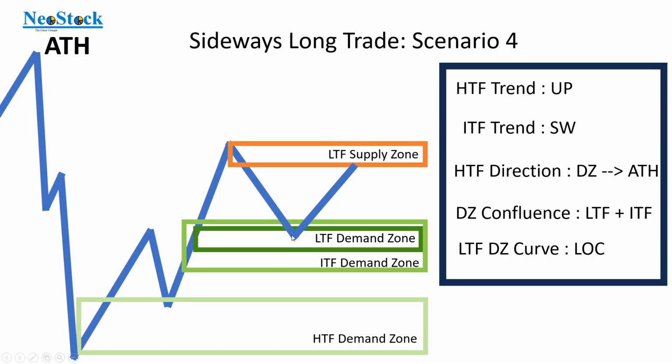Suppose checklist items are failed, there are higher chances our LTF demand zone might be violated. That's why we won't plan the trade. Hope scenario 4 is very clear to all of you. And the last scenario, scenario 5.